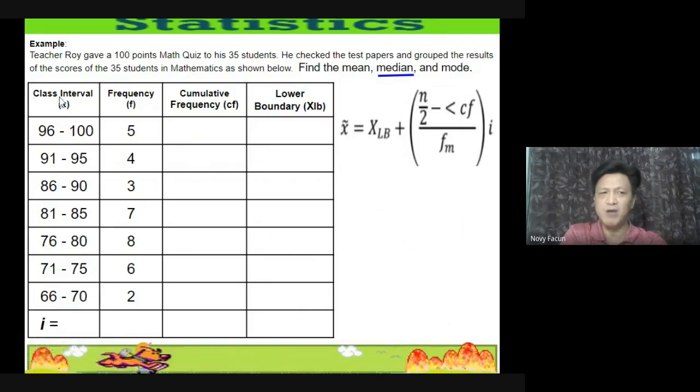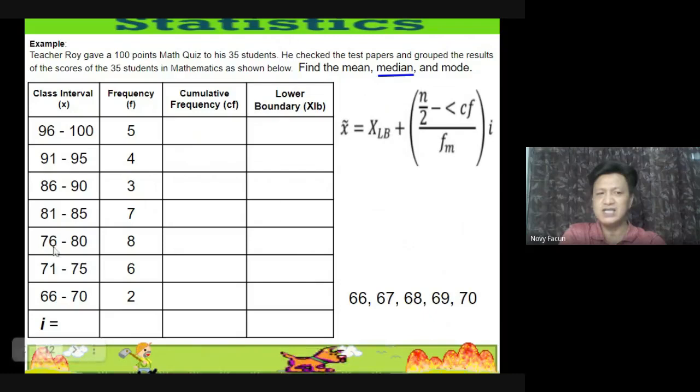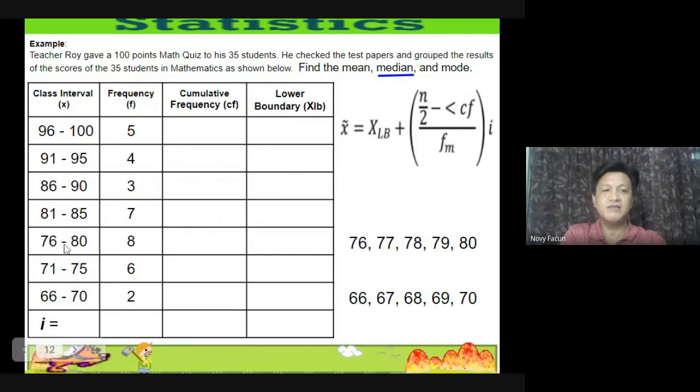Ibig sabihin niya, sa bawat class interval dito, okay, so kahit saan ka pumili dyan, meron tayong tinatawag na bracket. Sa bawat bracket, ilang numbers ba ang nandyan? Yun yung class size natin. We have 66 to 70. We have the 66, 67, 68, 69, 70. Or kung gusto mo, pwede ka rin kumuha sa gitna. Let's say, 76 to 80, ano yung mga numbers na nandyan? We have 76, 77, 78, 79, 80.